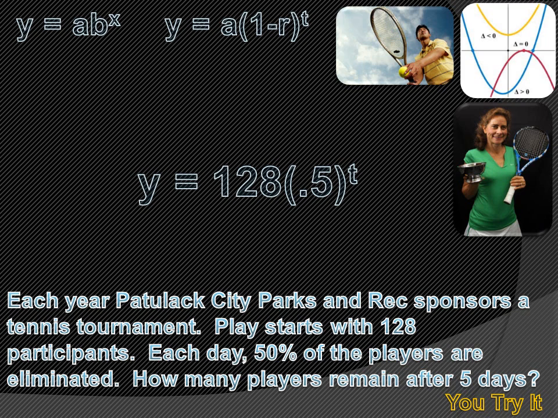And then I can calculate how many players would be remaining after 5 days. 5 days is my number of periods. It's my t. So I'll substitute 5 for t. And then I'll calculate what y equals 128 times 0.5 to the 5th power is. And I'll discover that after 5 days, I have 4 players left.